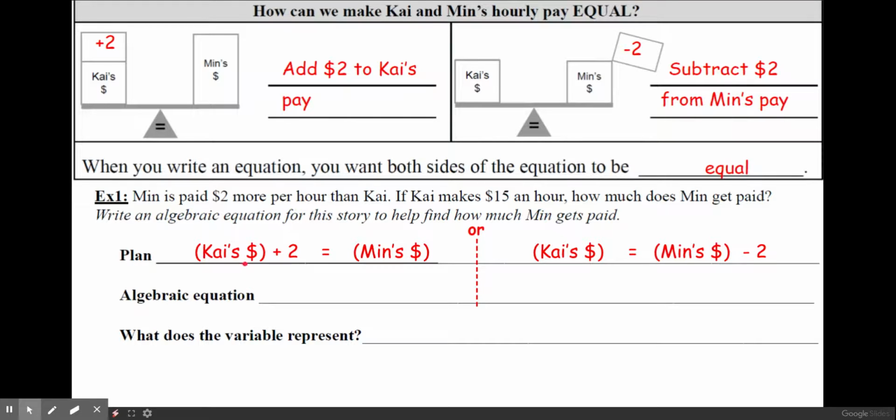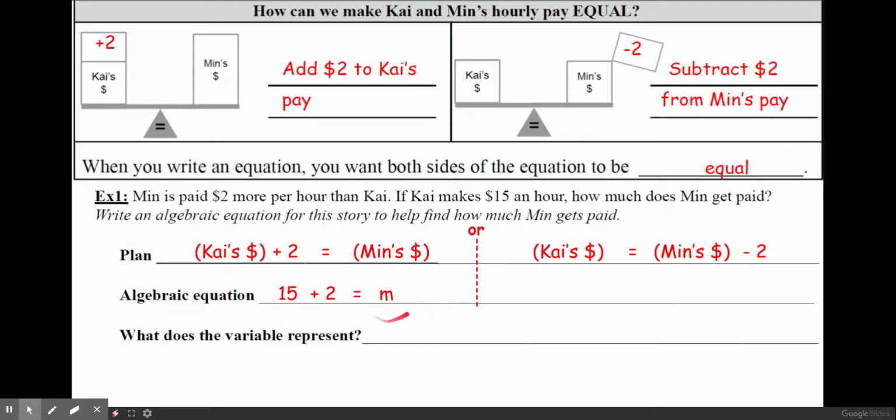Well, you just take Kai's pay. Now, do we know what Kai's pay is? We do. It's $15 an hour. So we're going to replace Kai's pay with $15. And we're going to bring down the plus 2, bring down the equal, and then we're going to need to put down Min's pay. Now, do we know how much Min gets paid? It says, how much does Min get paid? We don't know. That's going to be our variable because we don't know what that answer is. So we're going to write M for Min.